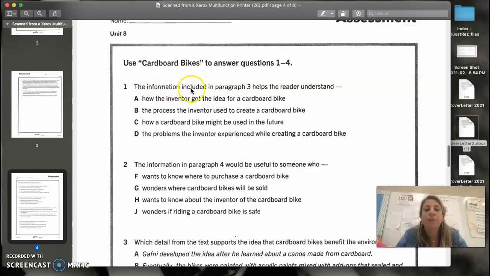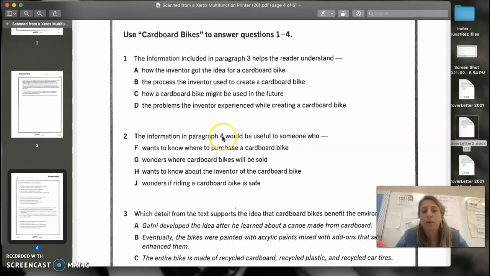Question 1, the information included in paragraph 3 helps the reader understand blank. Well, if you annotated paragraph 3, then you have a good idea what it's about. You might need to reread it and go, okay, is it about this? So make sure you write right here what you think paragraph 3 is about, and then match it up by circling those keywords.